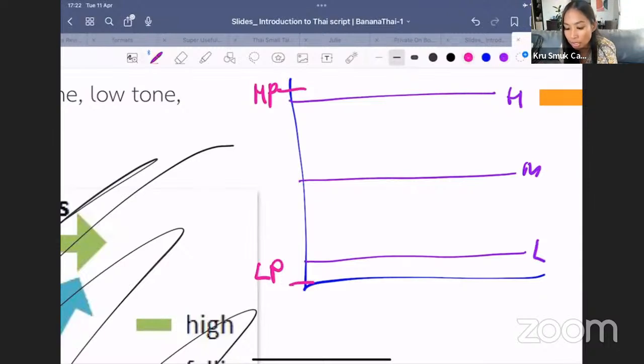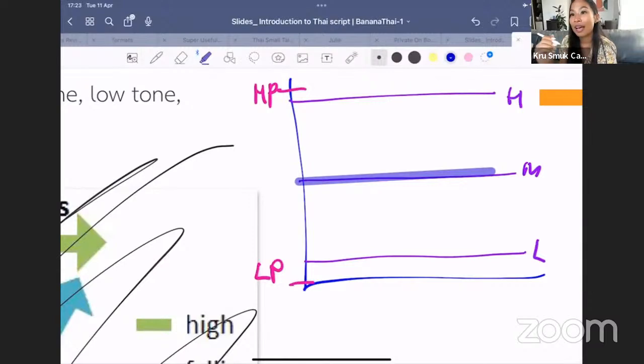And the first tone is the flat tone. Flat tone goes like this. Straight. Ma. That is the first tone. You don't have to remember what tone it is, but understand the concept of it first, okay? That is the first one. Ma. Everyone pronounce with me. Ma. Exactly.